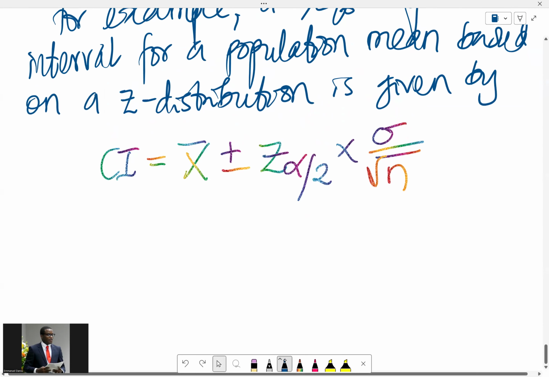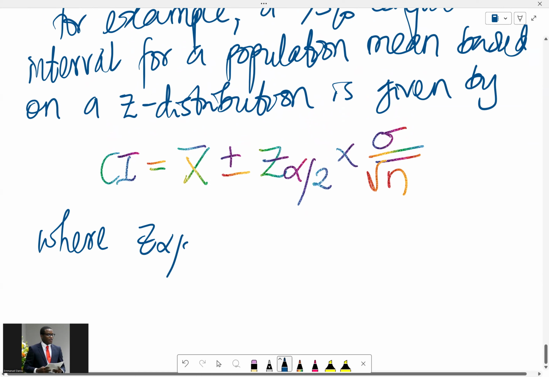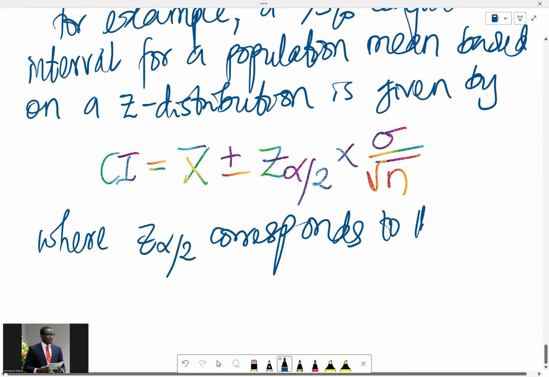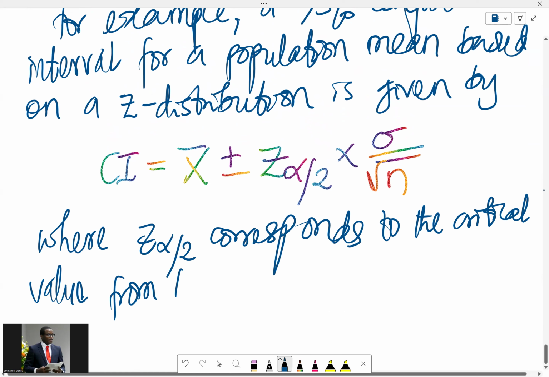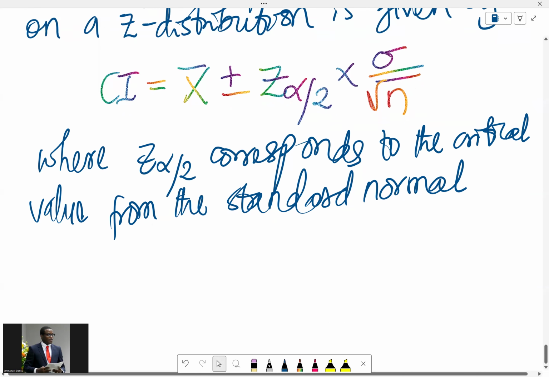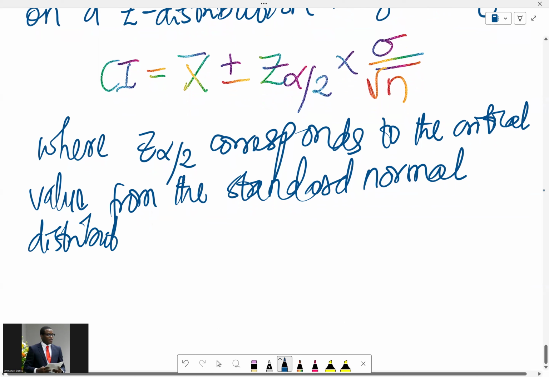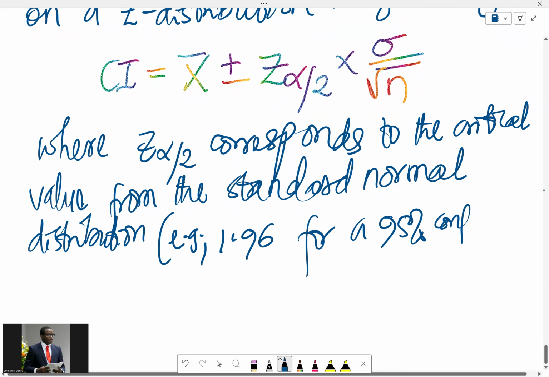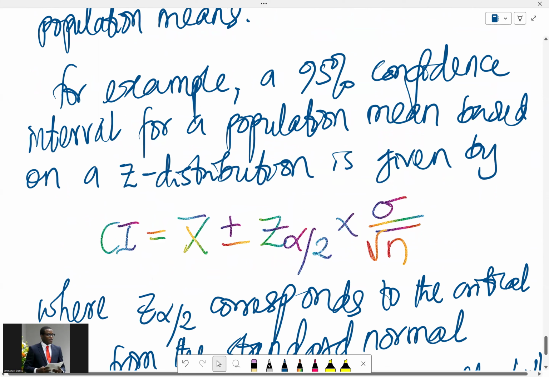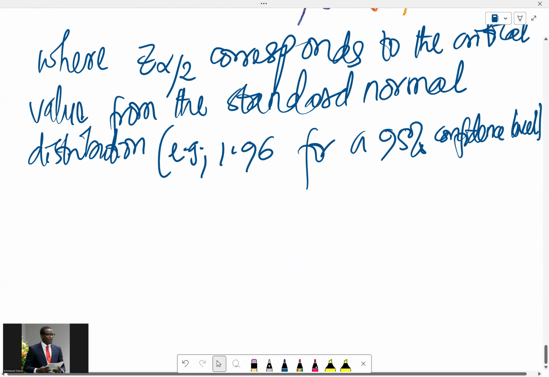Here, Z alpha over 2 corresponds to the critical value from the standard normal distribution. That typical value can be, for example, 1.96, usually 1.96 for a 95% confidence level. Okay. So that is the idea of confidence intervals and z-scores. We're going to come across all of this as we go on.